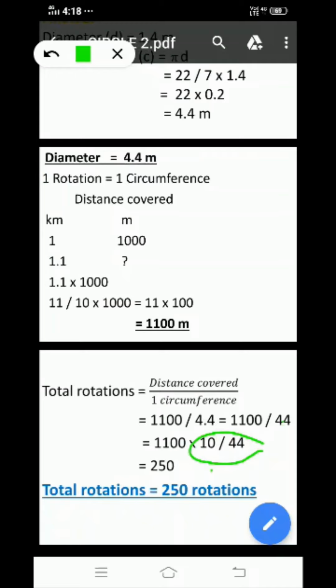Total rotation is how much? 250 rotations.